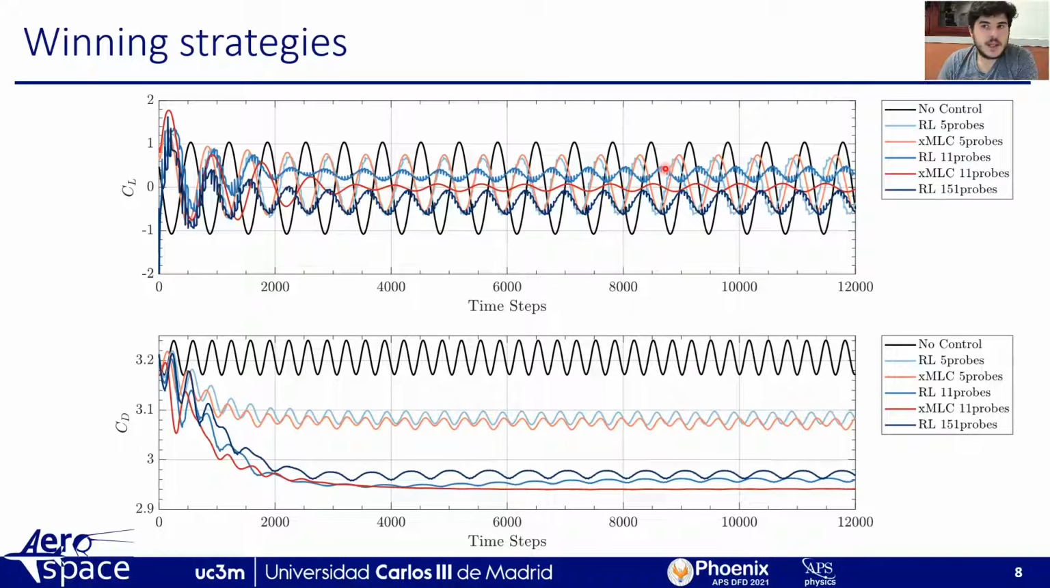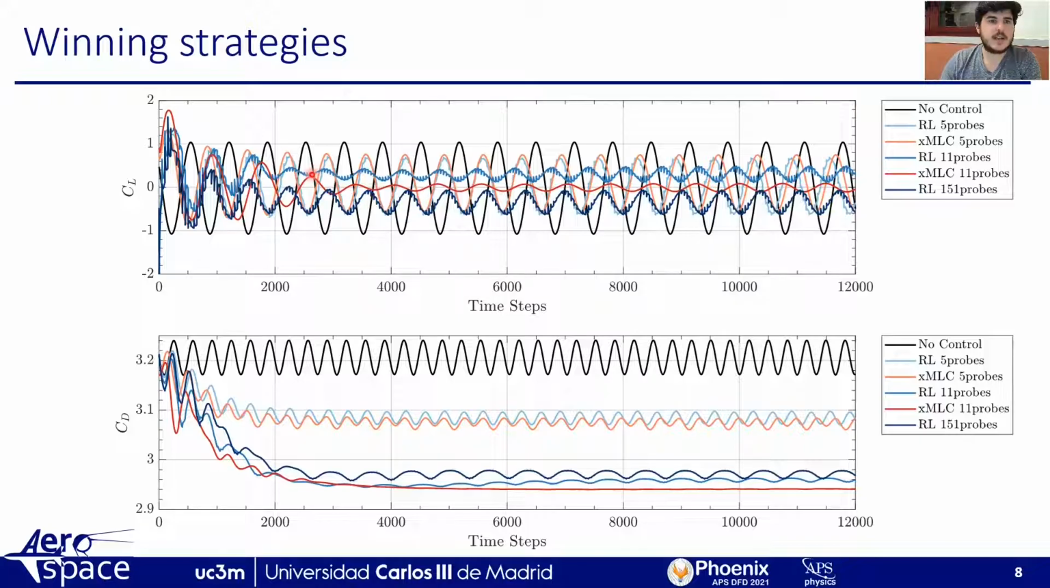Here I show you the winning strategy for each of the cases. In particular, for the cases of 5 probes, both genetic programming and reinforcement learning perform very similarly. They reach a drag reduction which follows a very similar path in terms of temporal evolution, with an average reduction between 3.5 and 4%, as we saw before. And in terms of lift, we modify the characteristic frequency of the system, but also we reduce the amplitude of the lift oscillation. Focusing on the reinforcement learning cases for 11 and 151, it is true that we reduce the drag quite a lot, up to 7-8% reduction.